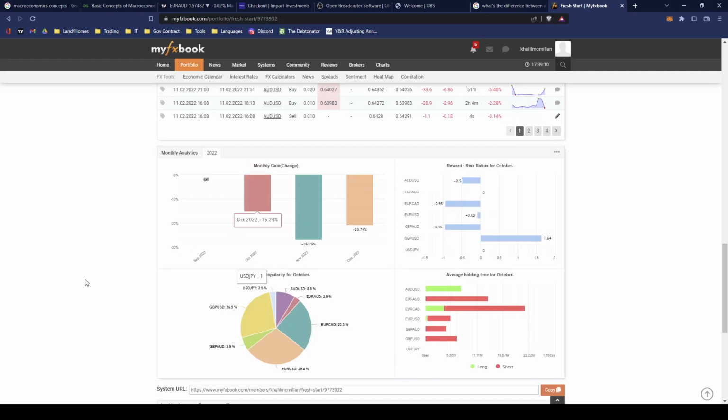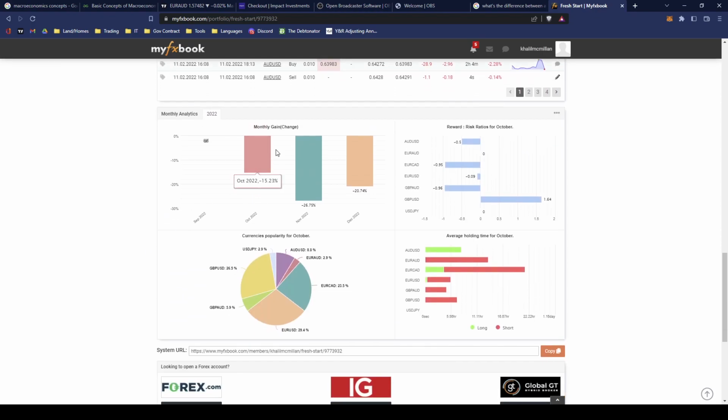Right now, you see that when I first started, I was 50% negative. Then last month I was 26% negative. Now I'm 20% negative for the month. But we see that AUD was a good pair. So that was a long. I only did longs. I'm sorry, it wasn't a good pair. It was actually just the longs that I did.